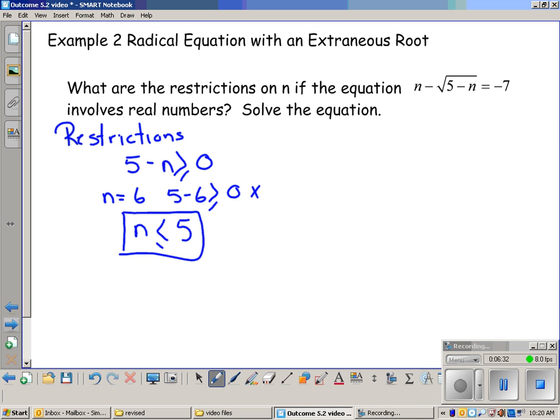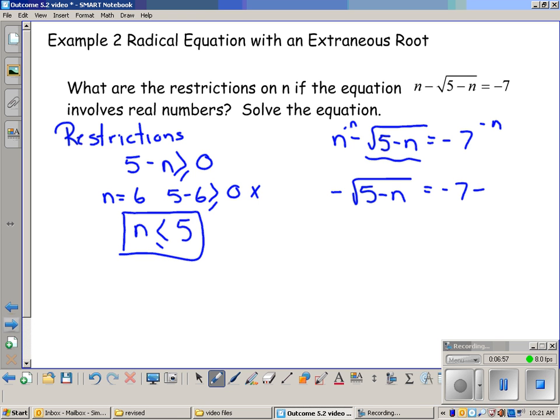Solving the equation. I have n minus the square root of 5 minus n equals negative 7. Step 1 is still the same. I want to get my radical by itself. So I have n on the front. I need to subtract n from both sides. And I have negative root 5 minus n equals negative 7 minus n. I can get rid of the negative out front by dividing both sides by negative 1. Leaves me the square root of 5 minus n equals positive 7 plus n.